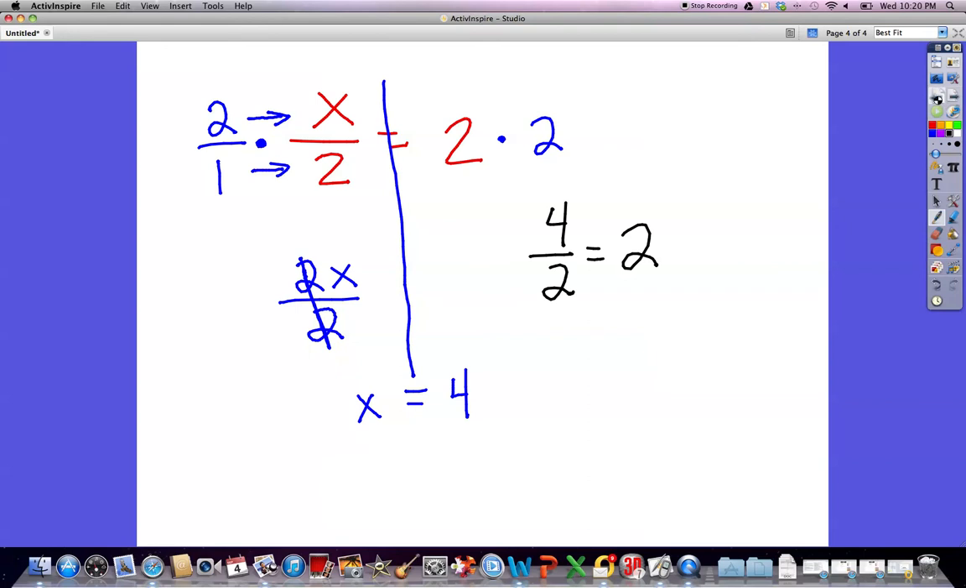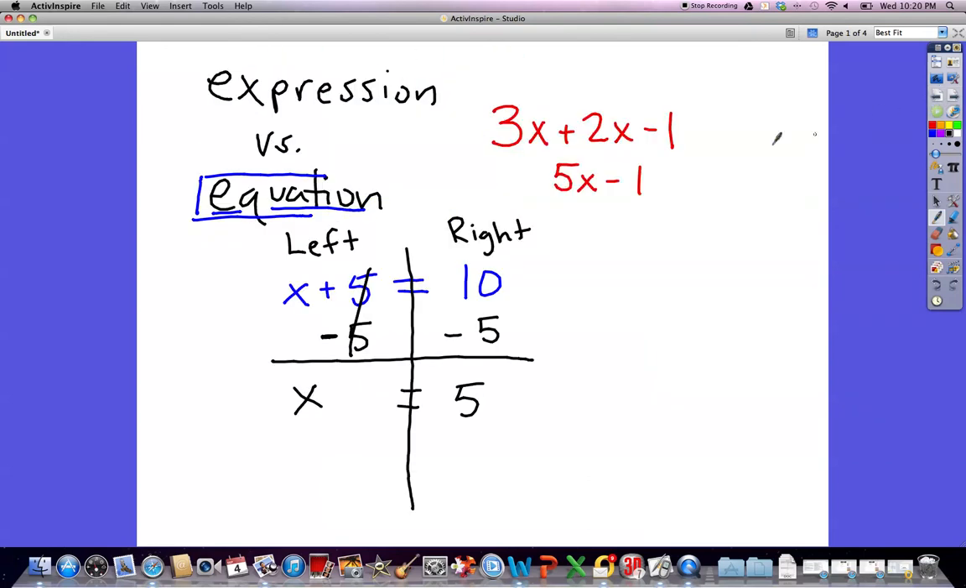So let's review real quick. I have covered the difference between an expression and an equation. Remember that an expression does not have an equal sign. And when it does not have an equal sign, we cannot solve it. Then we covered solving certain equations, like an addition problem, x plus 5. We used the opposite number, which was minus 5. We plus 5, the opposite is minus 5. And what we do to one side, we must do to the other.